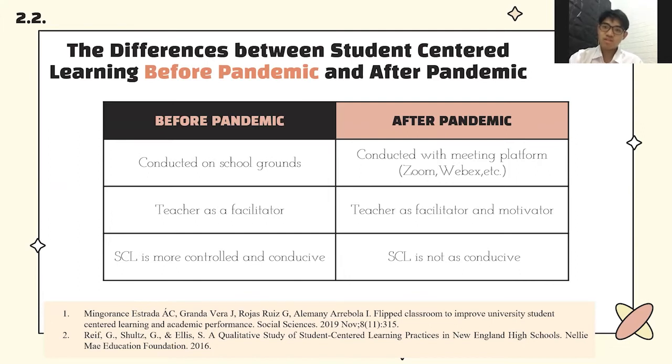Then the last one is on the implementation of student-centered learning. Before the pandemic, student-centered learning will be more controlled and conducive. But after pandemic, student-centered learning is not as conducive. These can be caused by bad internet connection, incompatible device, and many more.